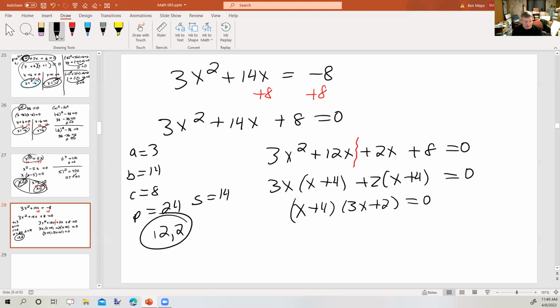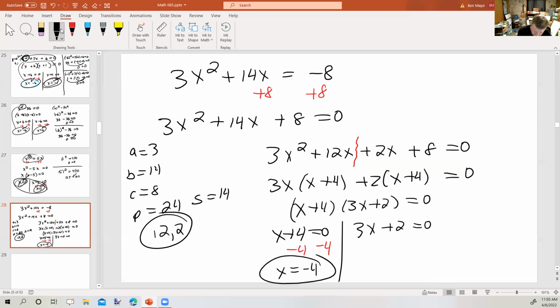So I've got it factored equal to 0. So it's in the form of a times b equals 0. Take each factor that contains a variable and set it equal to 0, and then solve it. So x plus 4 equals 0. Subtract 4 from both sides. We get x equals -4.